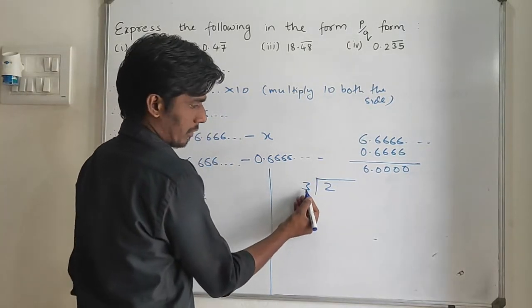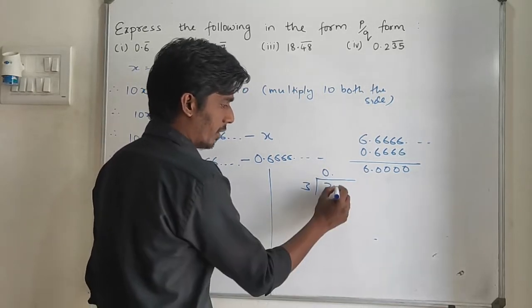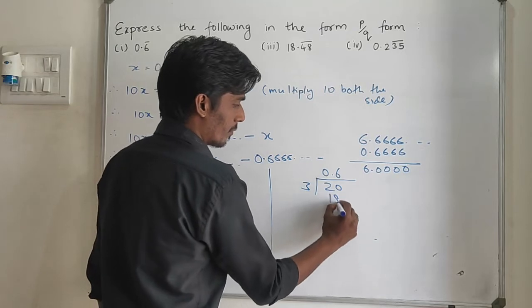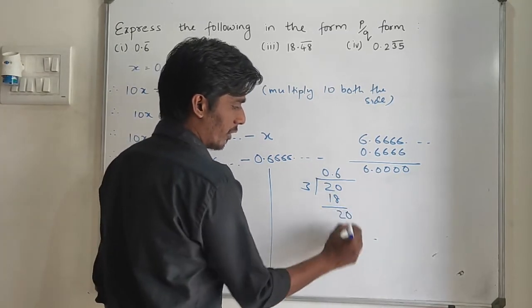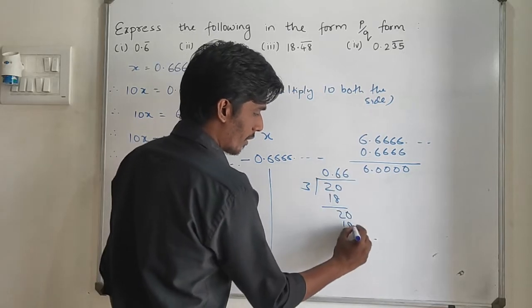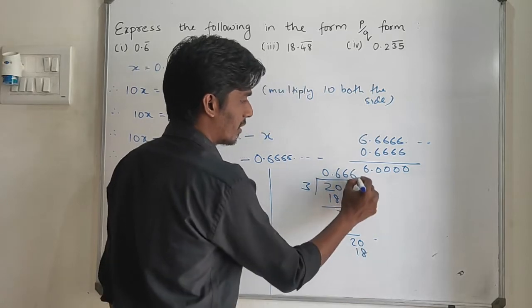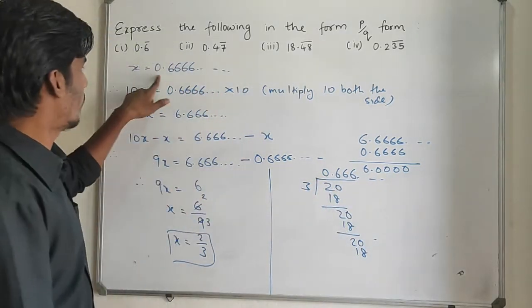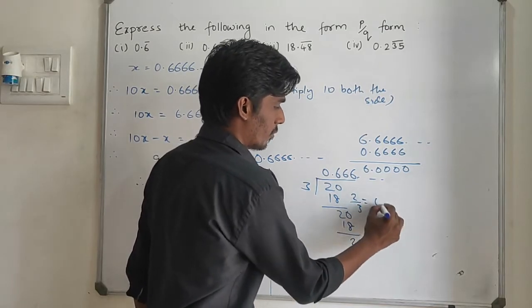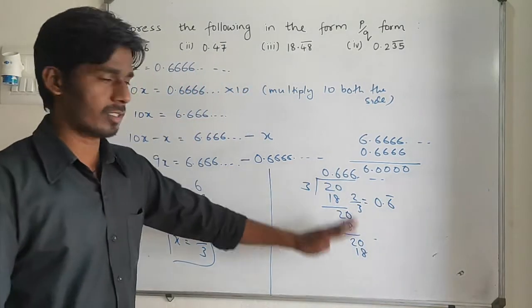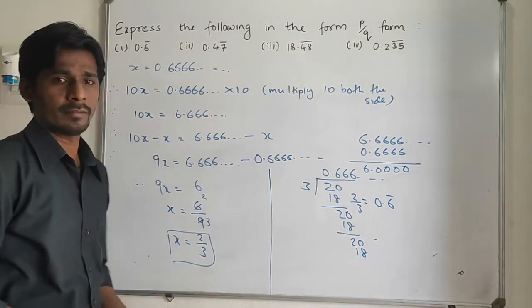So here 3, how many times? 2 will not come, so 0 here. Take the decimal point, so 20. 6 sixes are 18, 2 remainder again. Taking 0 again, 6 sixes are 18, and again 2 remainder. Again 18. You see, again I got 0.666. That means 2 by 3 is equal to 0.6 bar. This is just verification. From this decimal we have to get the fraction.